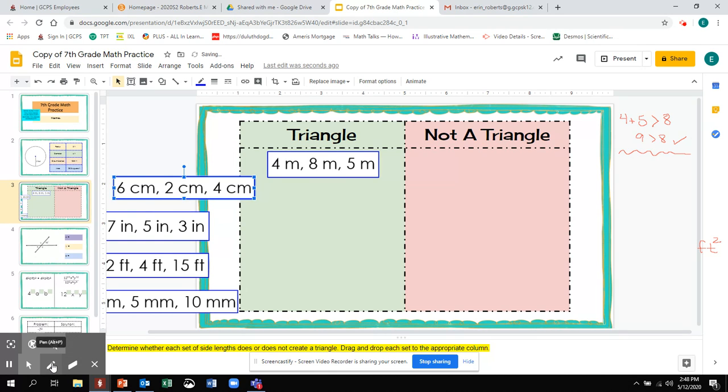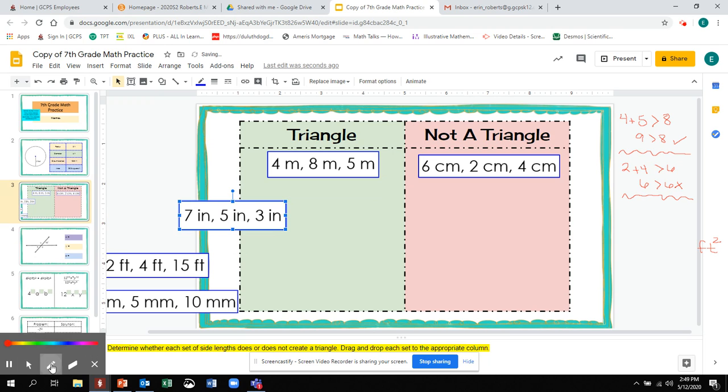Now I'm going to look at my next one, which is 6, 2, and 4. In this case, my 2 shortest side lengths are 2 and 4. So I'm going to do 2 plus 4, and those should be greater than my third side length, which is 6. Well, when I add 2 plus 4, I get 6. And so now I ask myself, is it true that 6 is greater than 6? Well, it's actually not true because 6 is equal to 6. So because 6 is not greater than 6, this does not make a triangle.